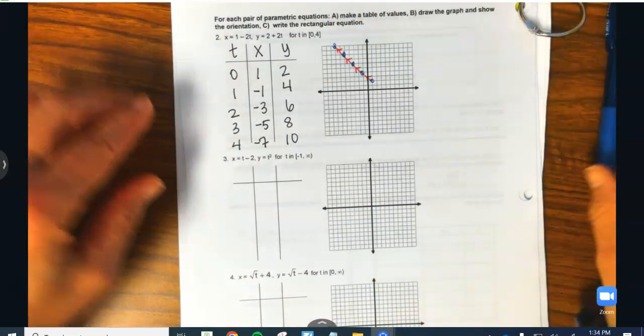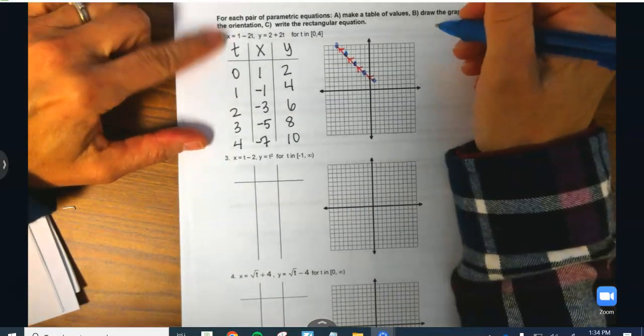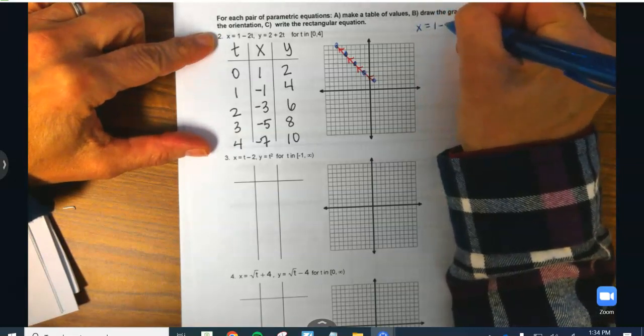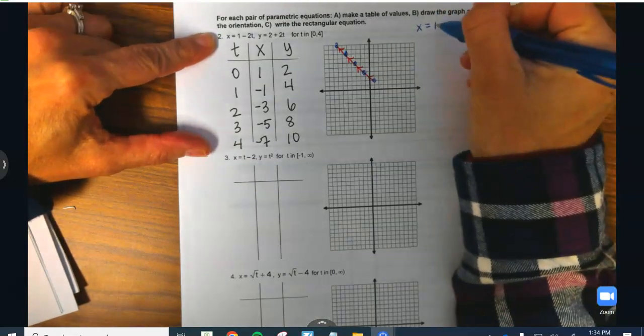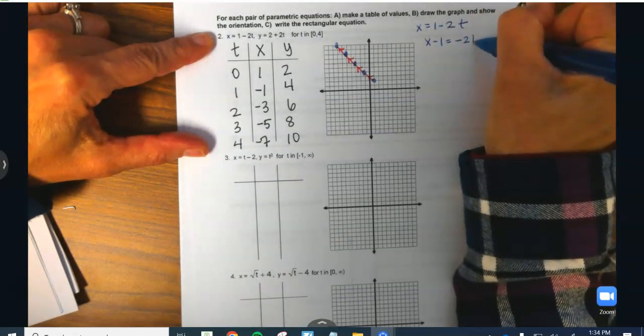All right, that's part B. Part C, write a rectangular equation. Okay, let's take the x equation and solve for t. So we're going to move the 1 over. It's going to be x minus 1 equals negative 2t.